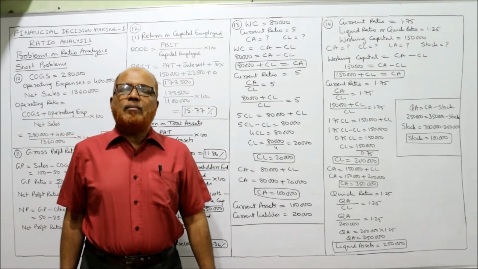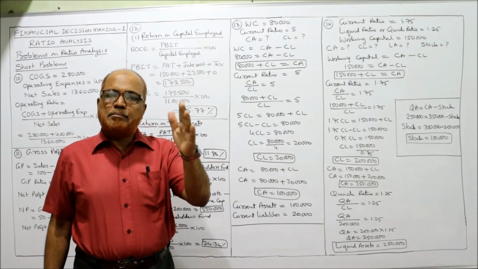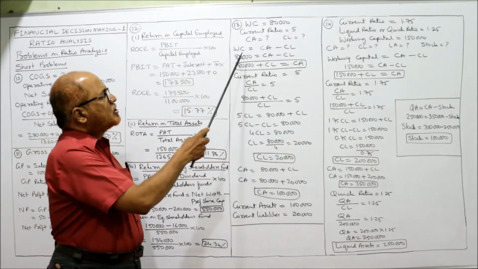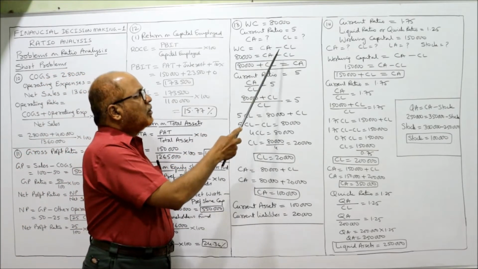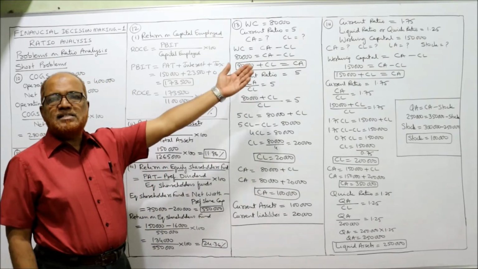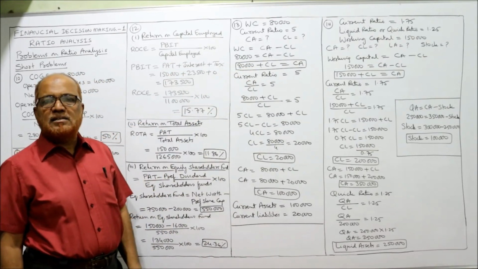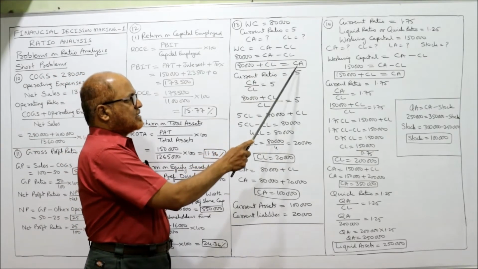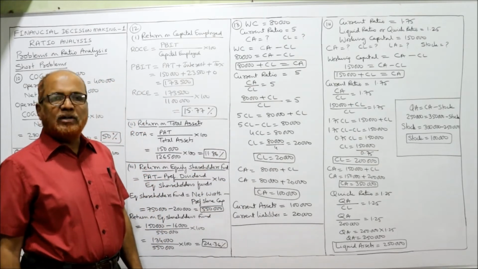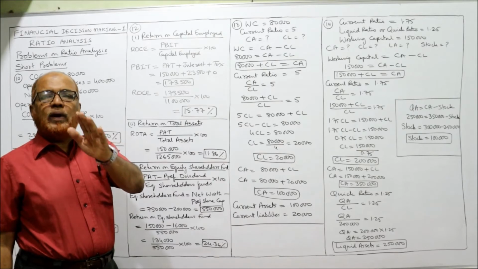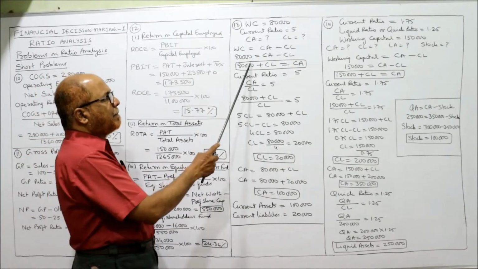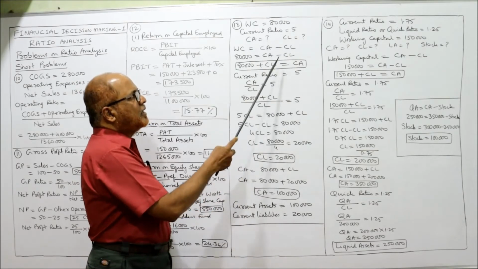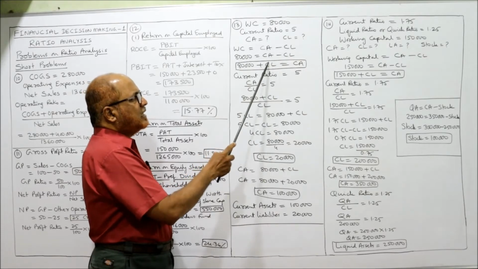The formula for working capital is current assets minus current liabilities, CA minus CL. So working capital is 80,000 given. CA we don't know, CL we don't know. Now bring the CL to the left hand side, LHS. So minus CL will become plus CL, and CA stays as it is on the RHS. So we got the equation: current assets is equal to 80,000 plus current liabilities. So CA equals 80,000 plus CL.